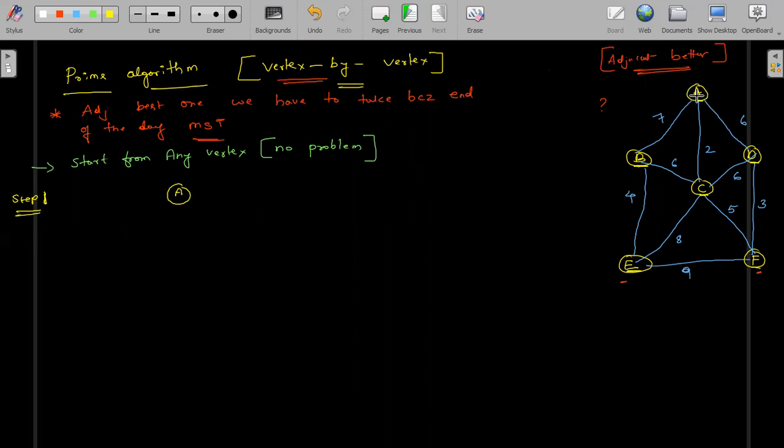Suppose I wanted to travel from A to D. How many units are you taking? 6 units. Suppose I wanted to travel from A to C. How many units? 2 units. Suppose I wanted to travel from A to B. How many units? 7 units. Correct, 7 units.